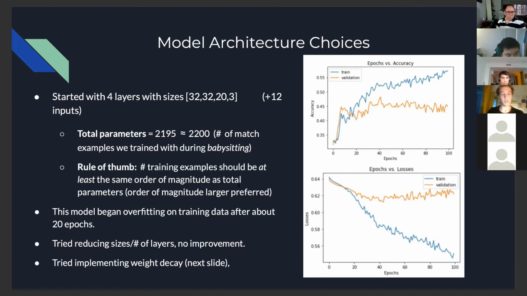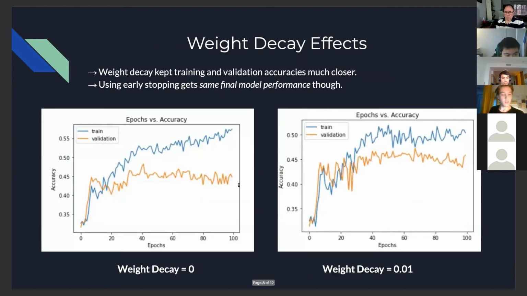And one big issue we kept running into in this project was that our model would overfit on the training data after about 20 to 40 epochs. We tried reducing the capacity of the model to reduce this, but it didn't help. And then we tried implementing weight decay, which you can see on the next slide.